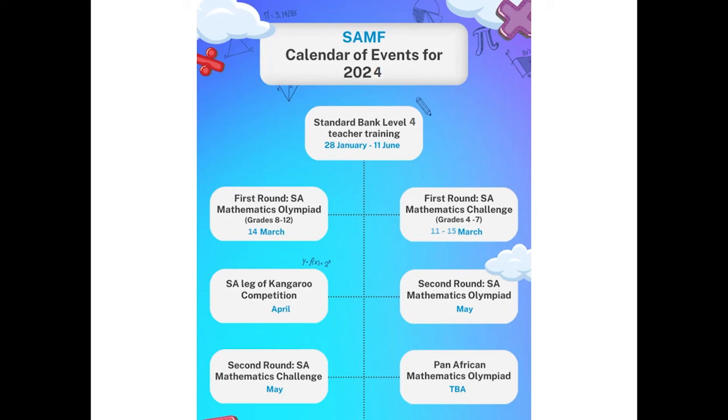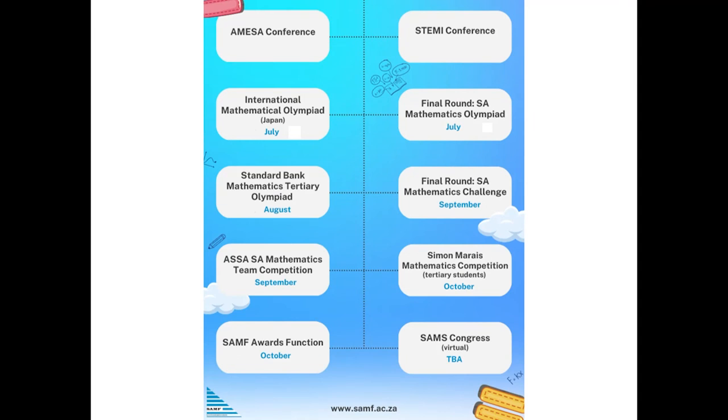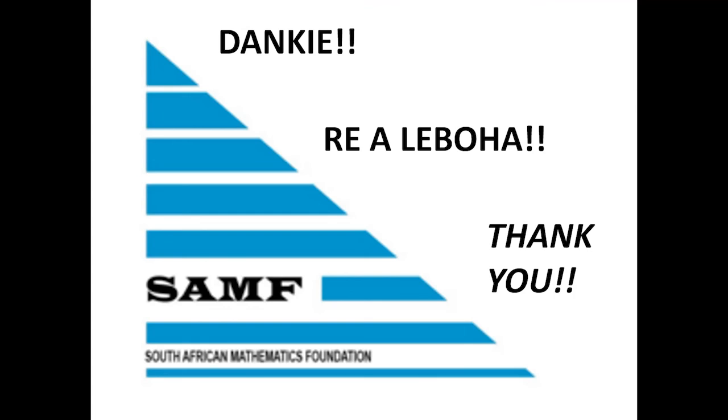So the Maths Foundation has quite a busy calendar for 2024. Firstly, Standard Bank teacher training, then the first round of the Maths Olympiad on the 14th of March, which is also known as Pi Day, the first round of the Maths Challenge, the Kangaroo competition, the second rounds, the Pan-African Maths Olympiad, the MISA conference, the STEMI conference, the International Maths Olympiad, and the final rounds of both the Olympiad and the Challenge.